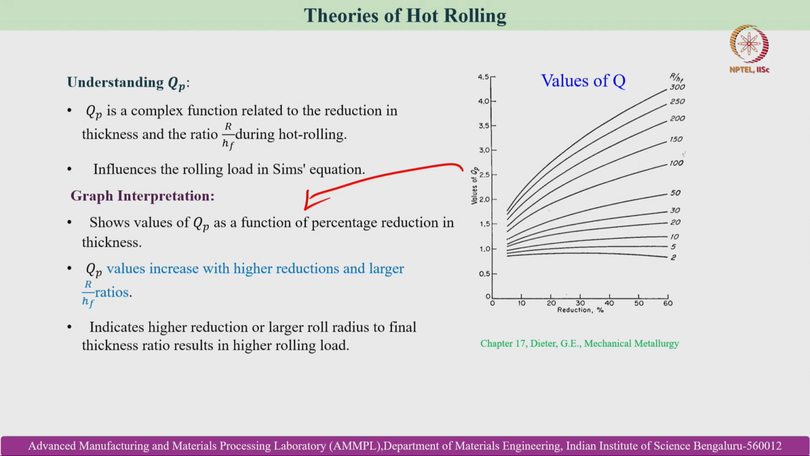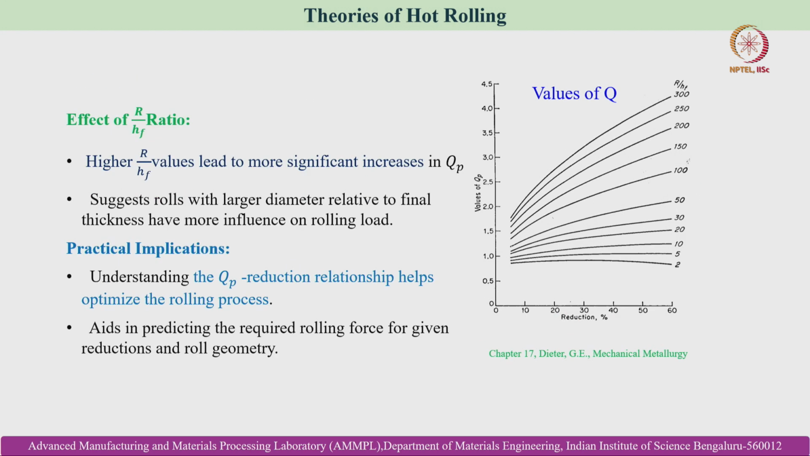You can see that Q_P is increasing with increasing thickness reduction of the workpiece. It is also increasing with increasing R by H_f, where R is related to the length of arc of contact divided by the final height of the workpiece. So with both variables, the value of Q_P is increasing. It indicates that higher reduction or larger roll radius to final thickness ratio results in higher rolling load. So this is the variation of Q_P with respect to the percentage reduction and also with respect to R by H_f.